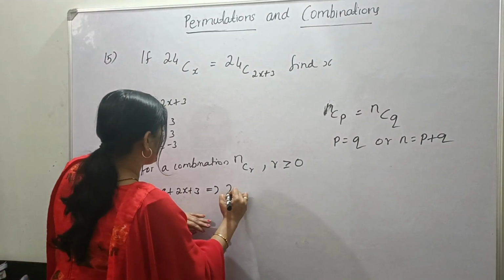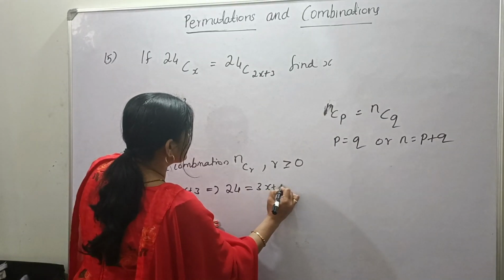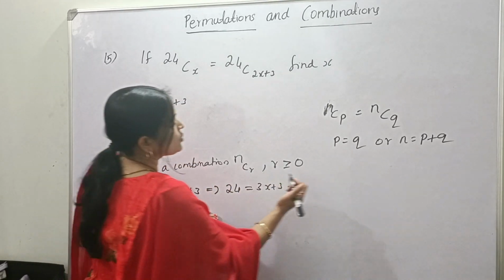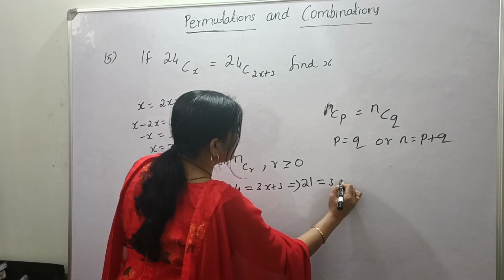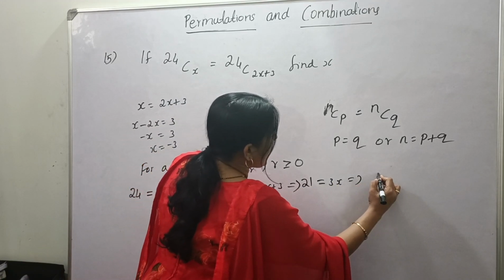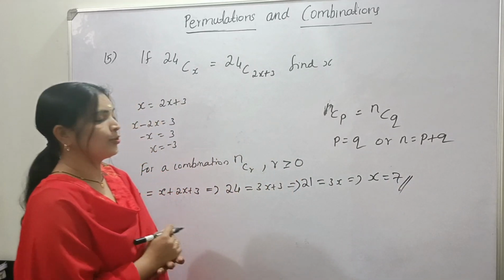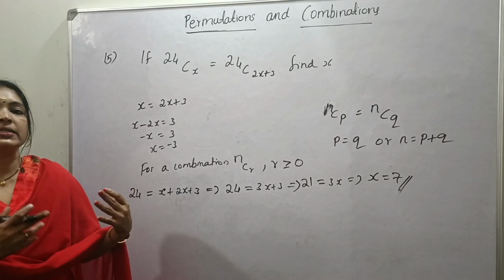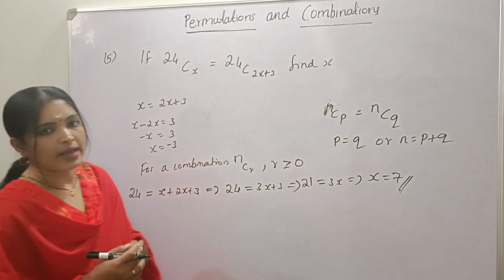That implies 24 is equal to 3x plus 3. That implies, take 3 to the left side, so it will be 21. 21 is equal to 3x, that implies x is equal to 7. 7 3s are 21. So here we have got x is equal to 7 and it is a positive value. Therefore the value of x is 7.